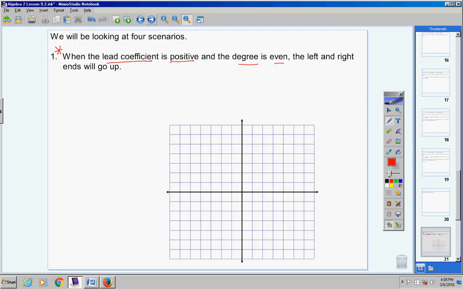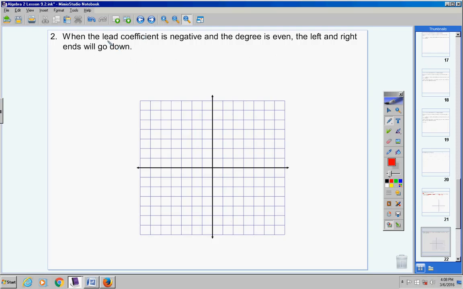Okay, let's look at scenario number 2. When the lead coefficient is negative and the degree is even. When the lead coefficient is negative, please write this down. When the lead coefficient is negative and the degree is even, the left and right ends will go down. The left and right ends will go down. So if our function looks something like this, maybe you want to write this in your notes.